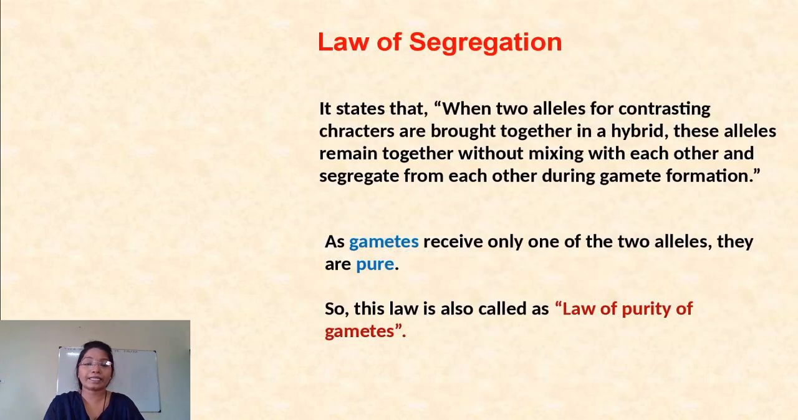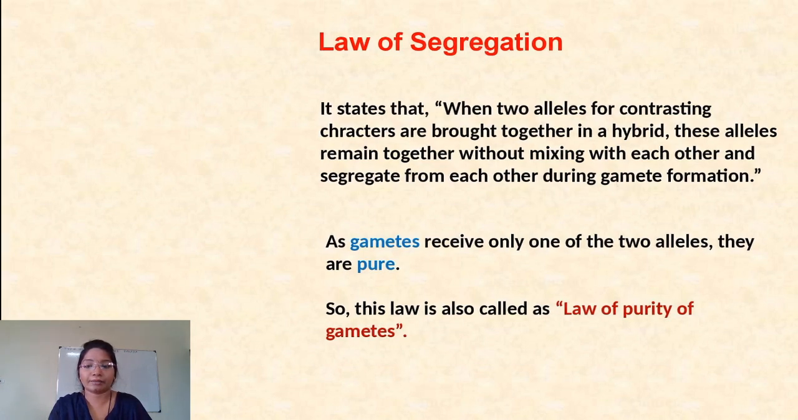So this is a simple law. Then the second law is the law of segregation. The law of segregation states that when two alleles for contrasting characters are brought together in a hybrid condition, then these alleles remain together without mixing with each other, but they segregate from each other at the time of gamete formation.